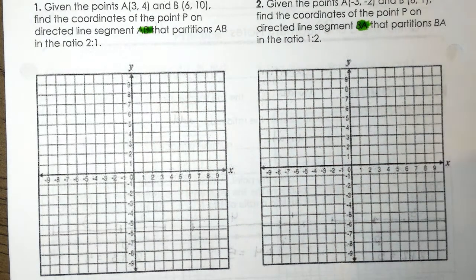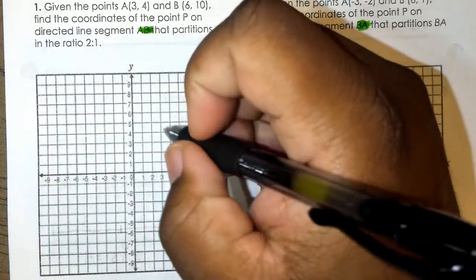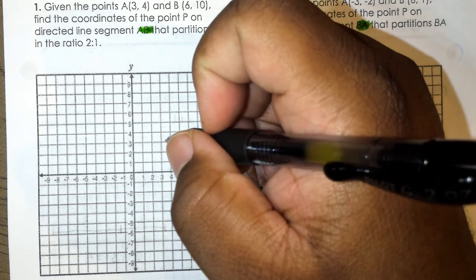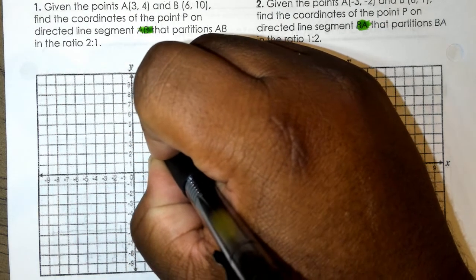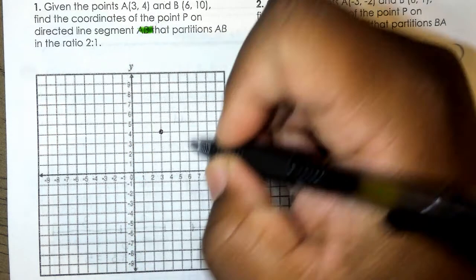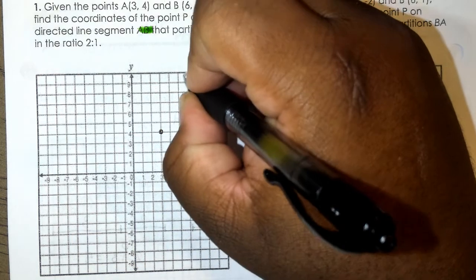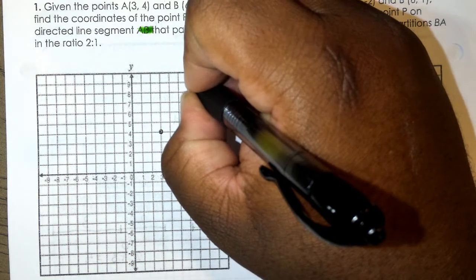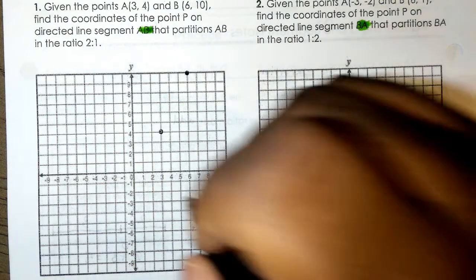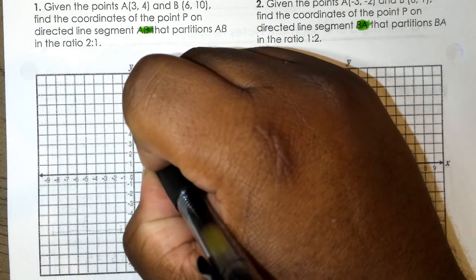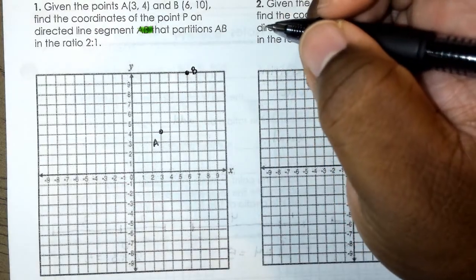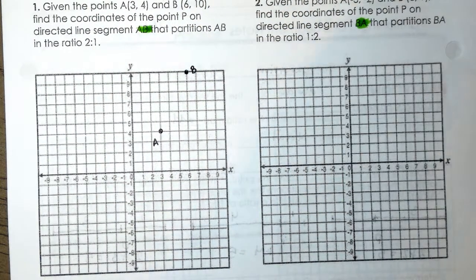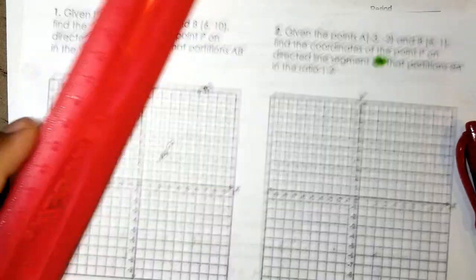Alright. So the first thing I want to do, I want to graph these points A and B. A is at (3, 4). B is at (6, 10). This is point A. This is point B. And like I said, if you have a ruler, you can connect that line real quickly for yourself.